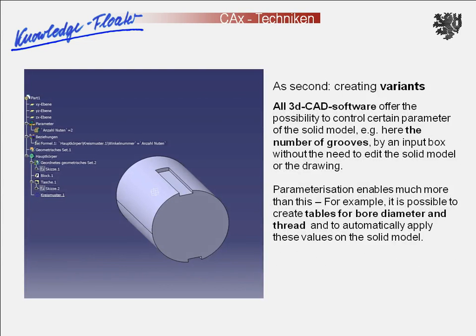Second, creating variants. All 3D CAD software offers the possibility to control certain parameters of the solid model. For example, here's the number of grooves by an input box without the need to edit the solid model or the drawing. Parameterization enables much more than this. For example, it is possible to create tables for bore diameter and thread, and to automatically apply these values on the solid model.